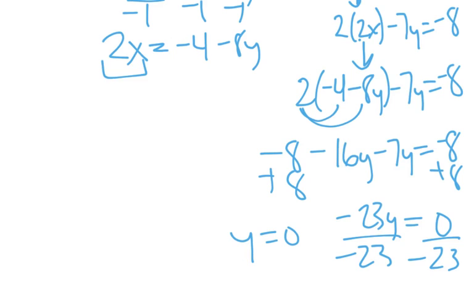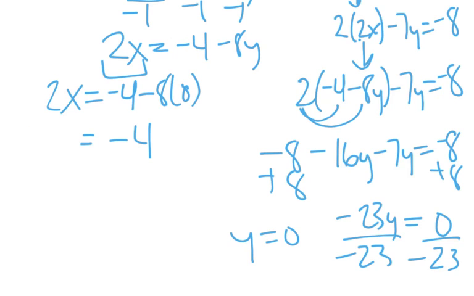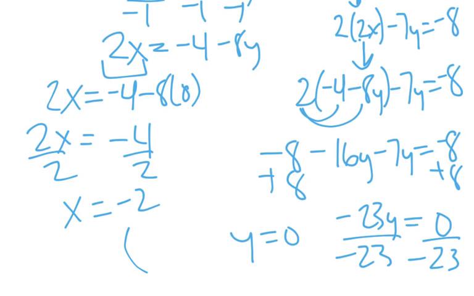Now, that means we're going to have one solution here. That's all right to have. Okay, that one's all right to have that way. So, we just take that y equals 0, plug it in to figure out what x is. We get negative 4, because negative 8 times 0 is 0, divide by 2, and x equals negative 2. So one answer at negative 2, 0.